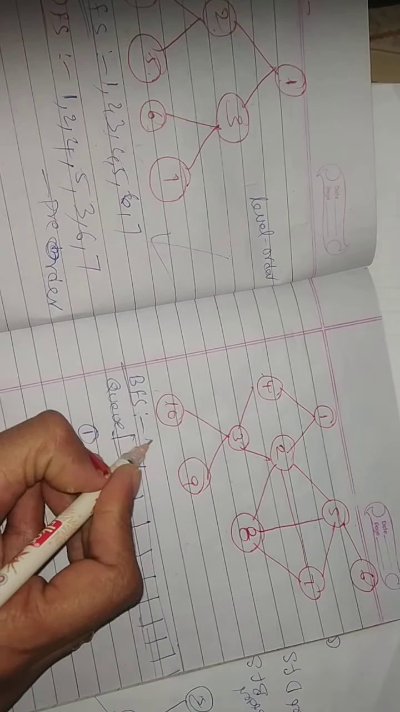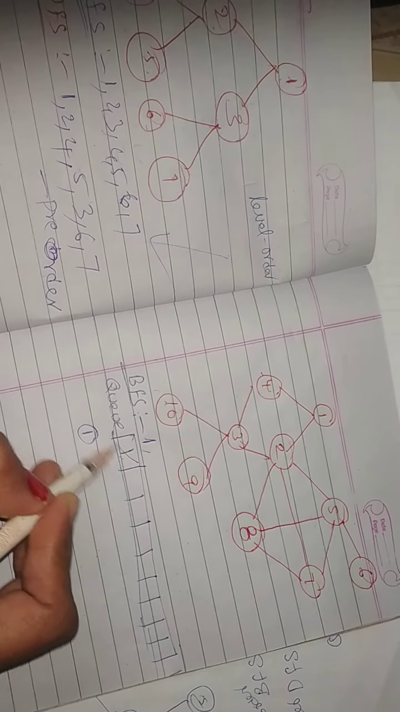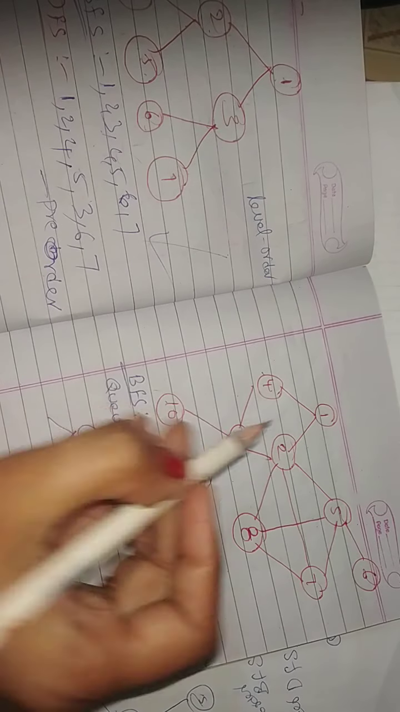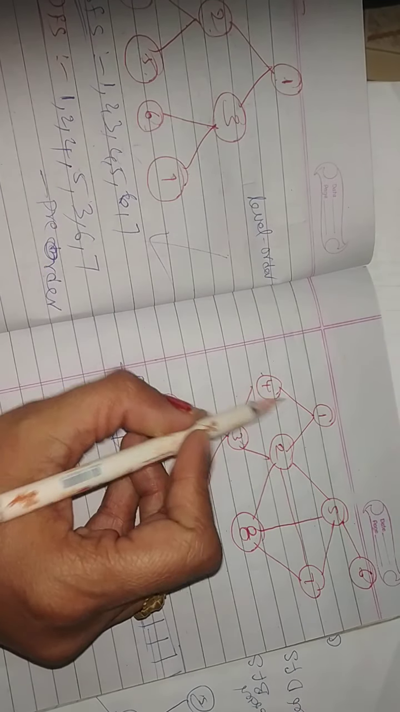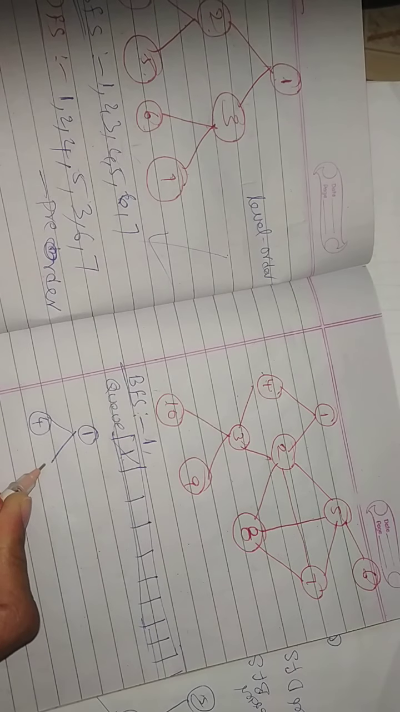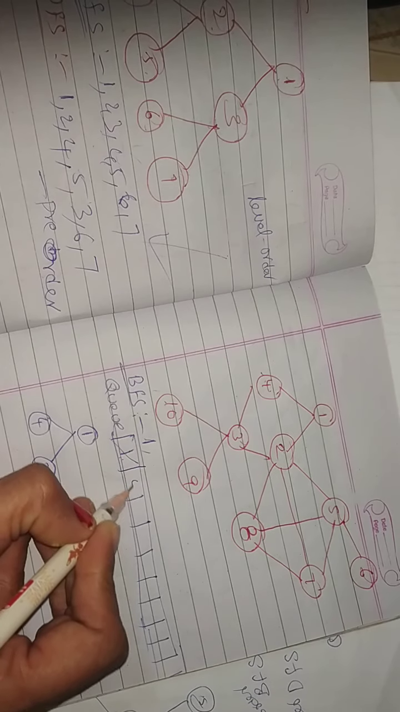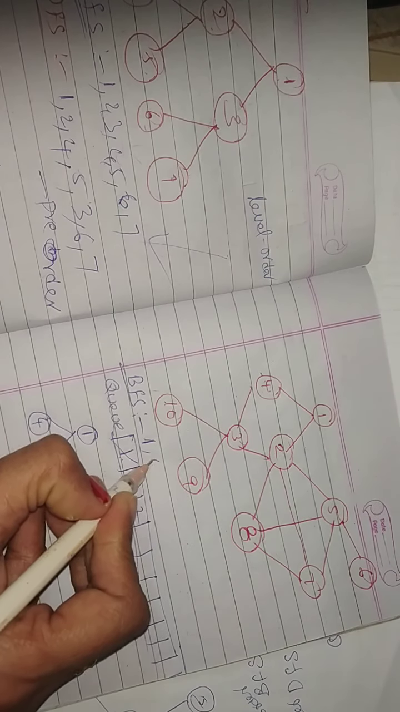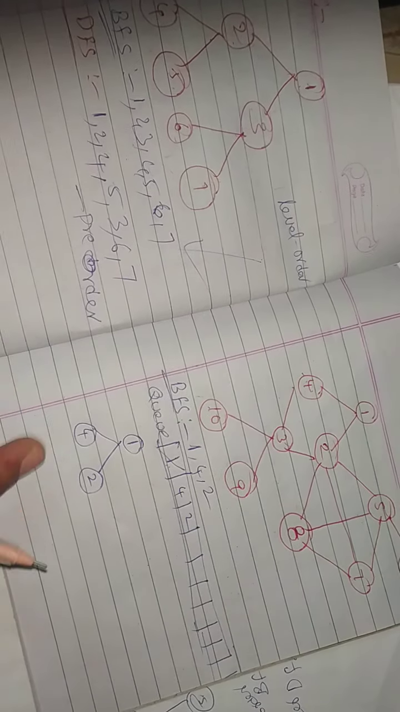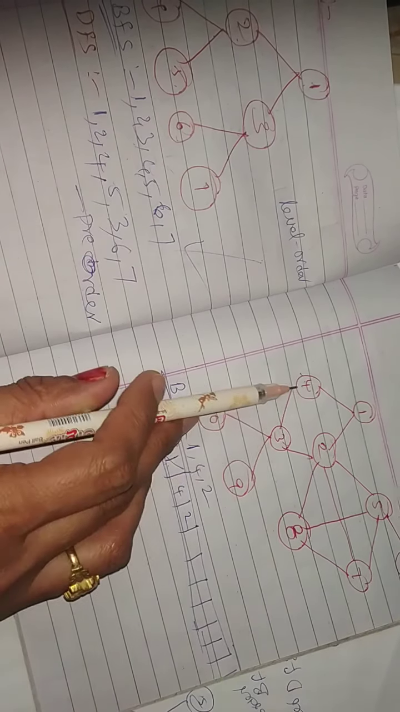Understand? Explore it. 1. Write it 1. Here also 1. So explore 1. Okay. If we explore 1, what are those? 1 explores 4, 2. Right? So 4, 2. Write it. 4, 2. Okay. And next, explore anyone. So I am taking 4 here. So explore 4, 3.